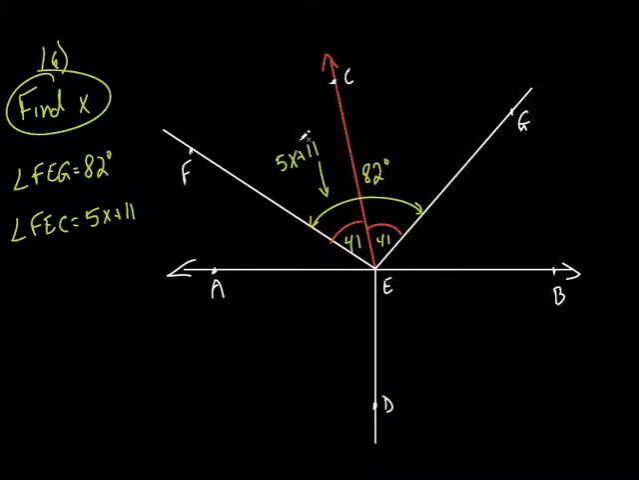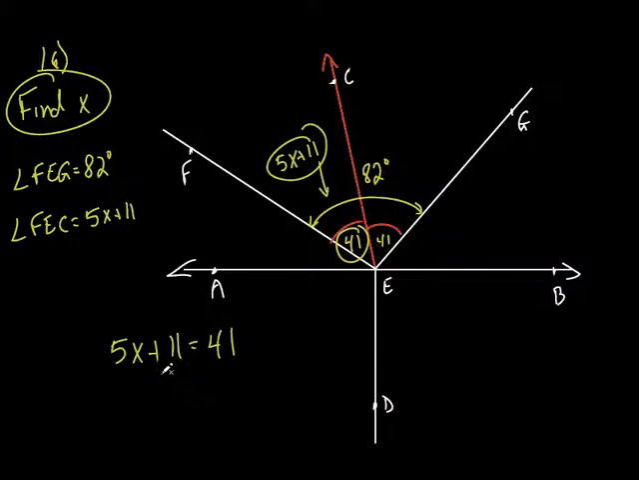All right. So 5x plus 11 is equal to 41. So let's do that. So 5x plus 11 equals 41. And why did I set them equal to each other? Because they're the same angles, aren't they? FEC is 41 degrees and FEC is 5x plus 11. They're the same angles, so I set them equal to each other.